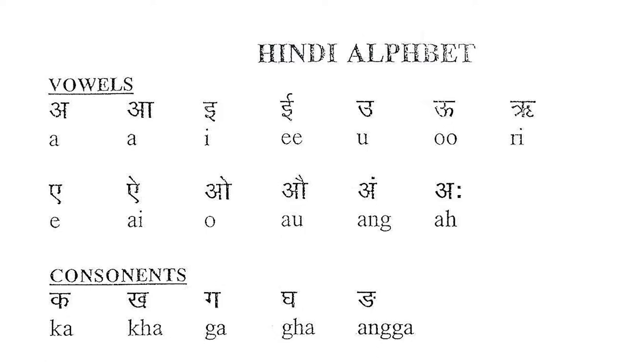A, E, O, U, R, E, A, I, O, O, A. So these are the clear vowels. And now come to the consonants.